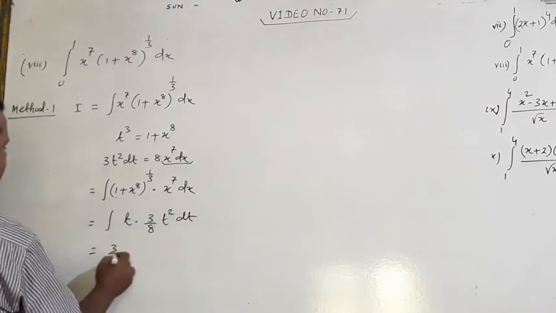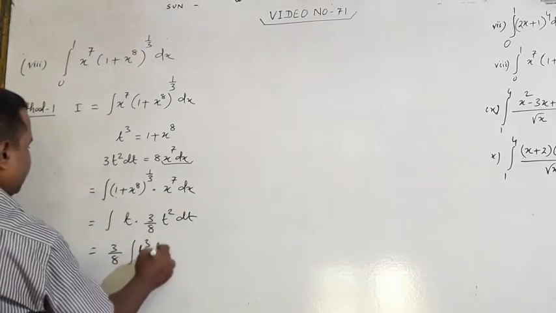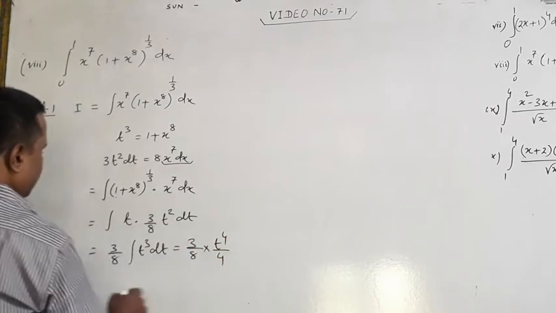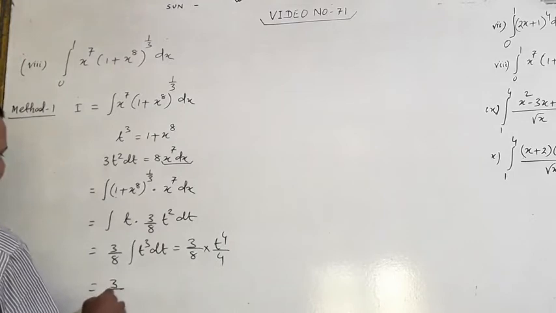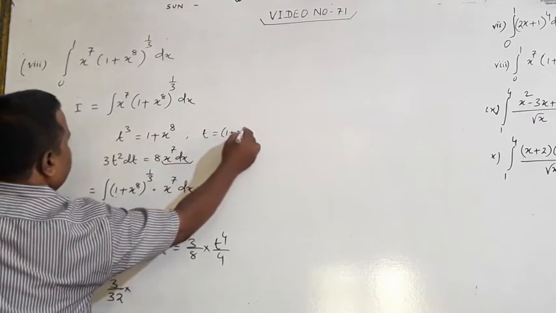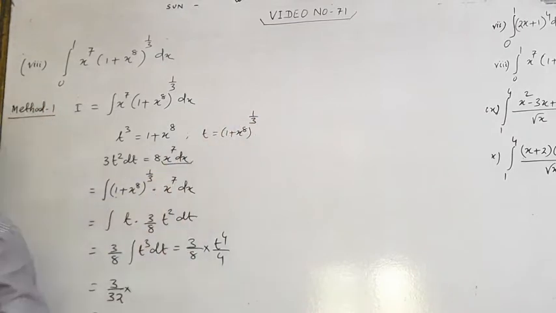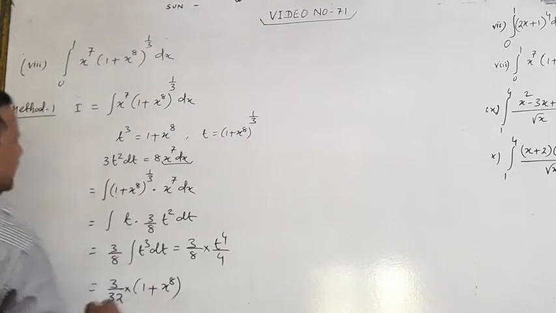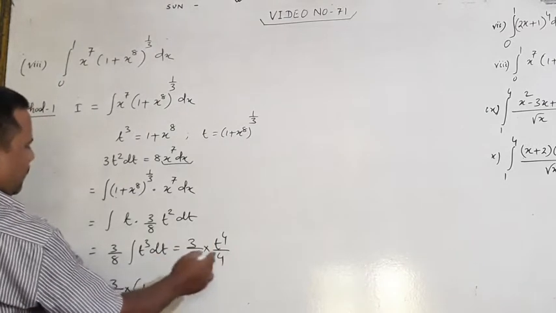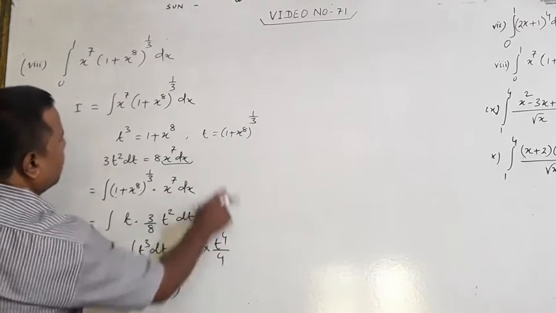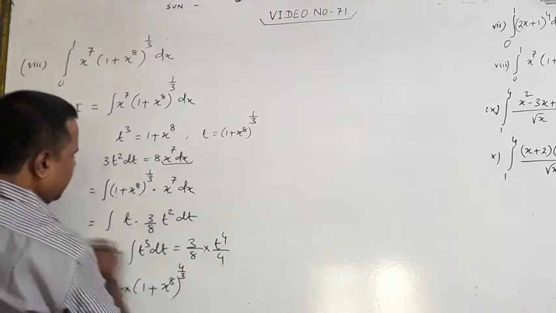Now 3 by 8 will go outside. It is the integration of t cubed dt. It is 3 by 8 into t to the power 4 by 4. The answer is 3 by 32 into t to the power 4. What is t? t is (1 plus x to the power 8) to the power 1 by 3. The answer is 3 by 32 coming outside, (1 plus x to the power 8) to the power 4 by 3, since t to the power 4 means power 4 by 3.